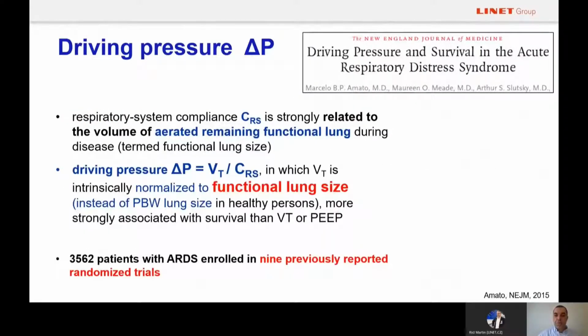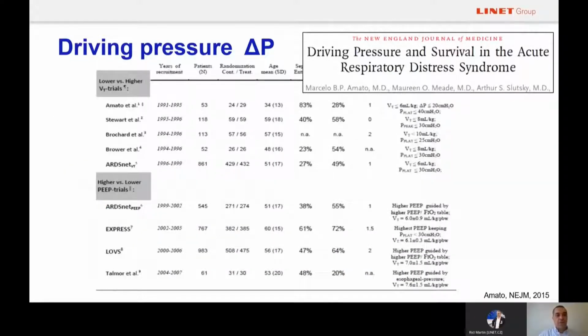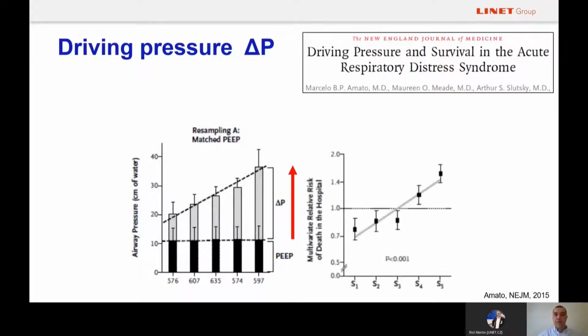Driving pressure by Professor Amato showed that we have to use pressure inside the functional lung size. Driving pressure is calculated as plateau pressure minus PEEP, and they recalculated the data from the 9 previously reported randomized trials and showed us that if on the first day of mechanical ventilation the driving pressure rises, the mortality rises.